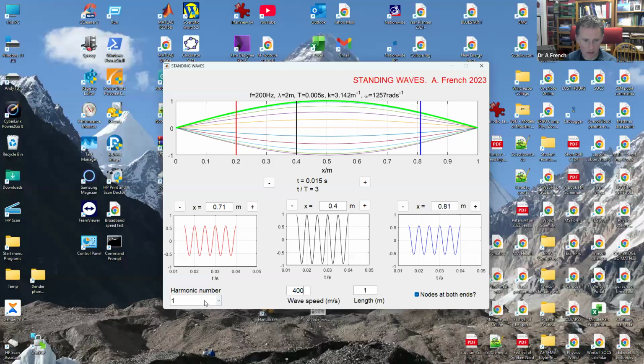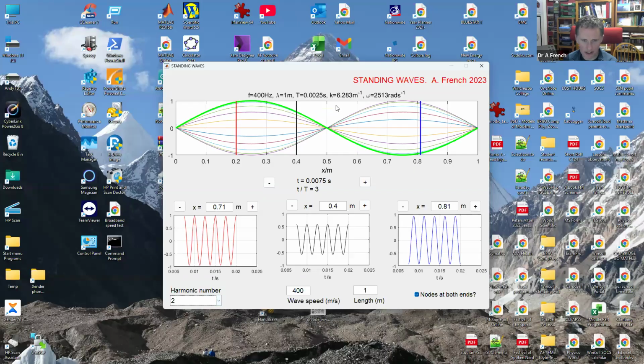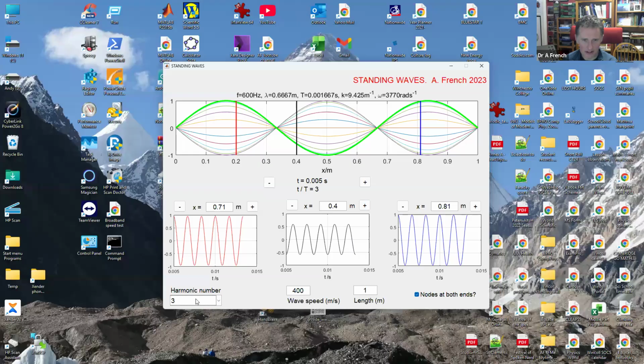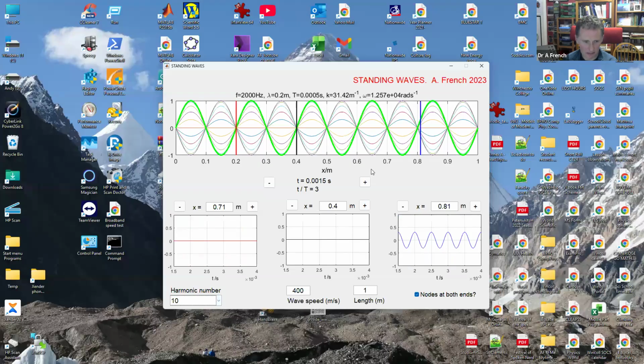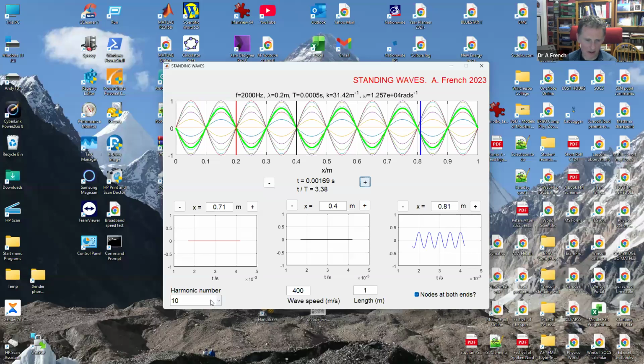We can also look at the harmonic number. So there's 3 nodes now. Let's go for 4 nodes, maybe go all the way up to 10 nodes. All right, and you can see how those waves vary. There we go. So I fixed the limit at 10, but you could change that.